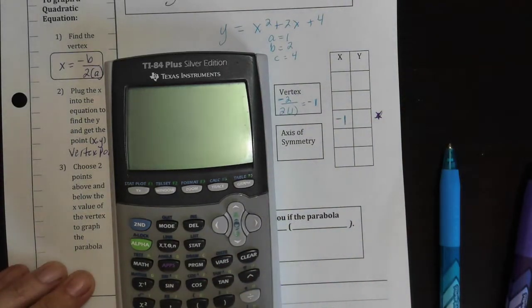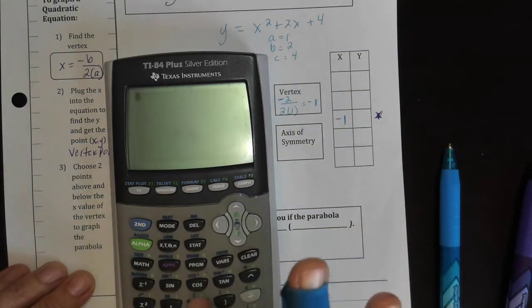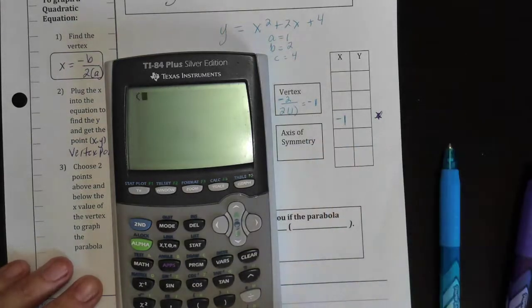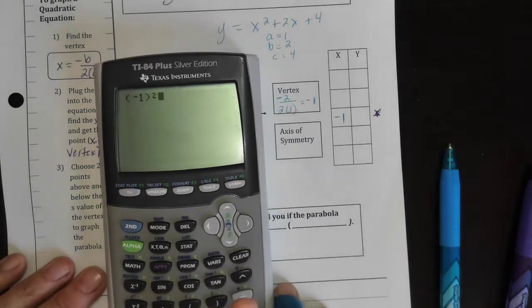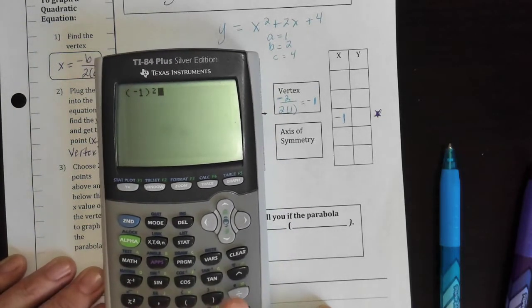Now remember, when you use your calculator, you have to put a parenthesis around the negative sign. So I'm going to enter negative 1 inside parentheses, then use my x squared key. If you don't do that, it's going to give you a negative 1 as your answer. And when you take negative 1 times negative 1, you actually get a positive 1. So be careful about the parentheses when you use your calculator.